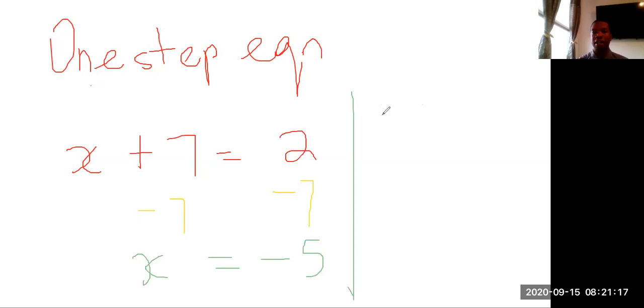What if I had 3 plus y equals 4? The goal is to try and find y. All right, so if I'm trying to find y, I need to get rid of this 3. This is a positive 3, so I'm going to do a minus 3 to get rid of it.